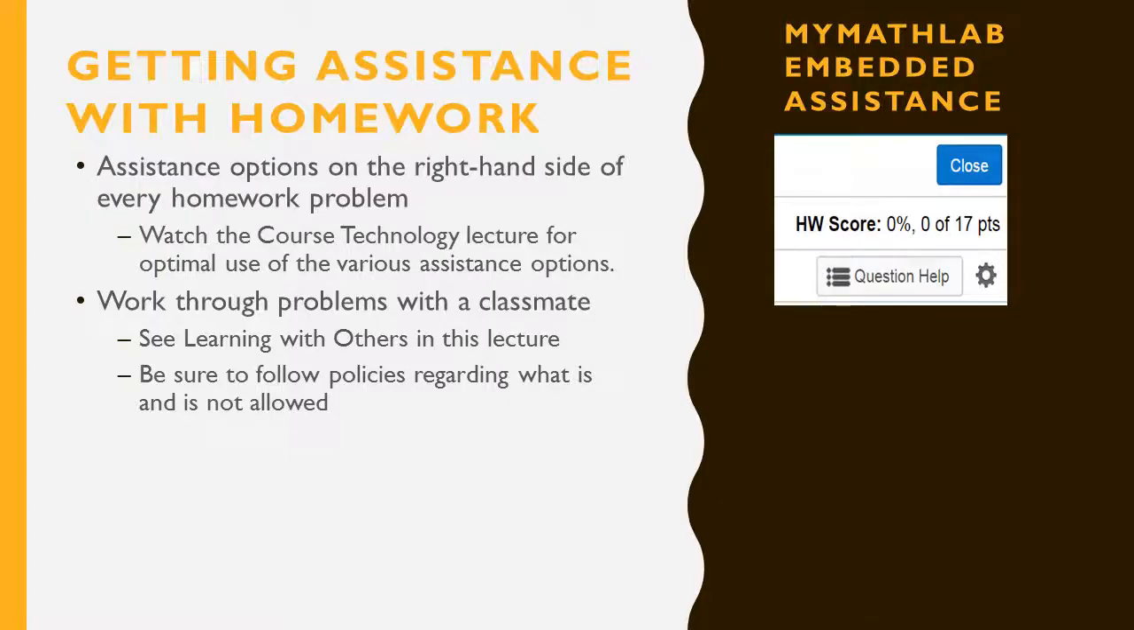All right, so getting assistance with the homework. Assistance options are on the right hand side of every homework problem, and here you can see the little image over here to the right. If you click on that where it says question help, it gives you a drop down menu of various different options that you can use for getting further assistance. You're going to want to watch the course technology lecture, which is one of the other ones for this week, in order to make sure that you know how to optimally use these various assistance options.